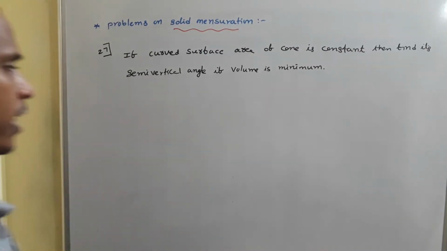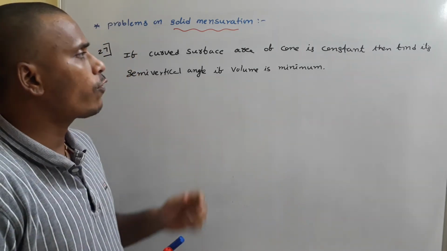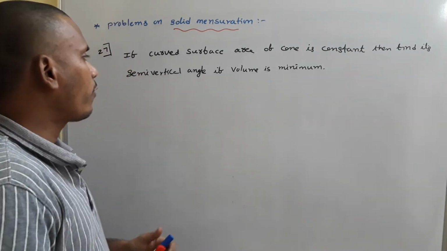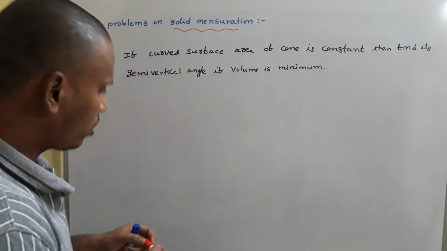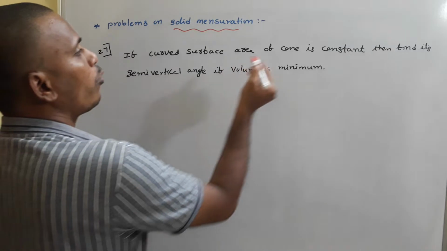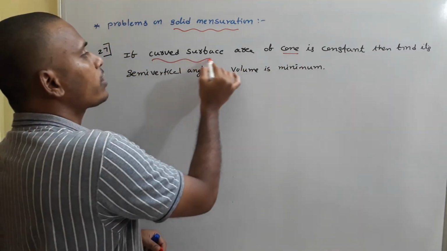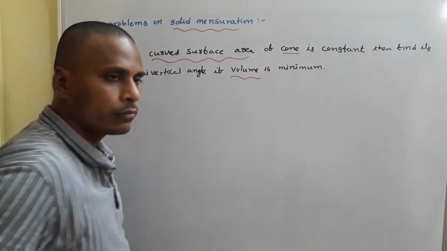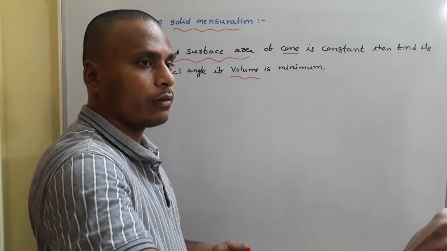So, next problem. If the curved surface area of a cone is constant, then find its semi-vertical angle if the volume is minimum. This problem is about a cone, and the question involves the curved surface area as well as the volume. So, what are the formulas for curved surface area as well as volume?